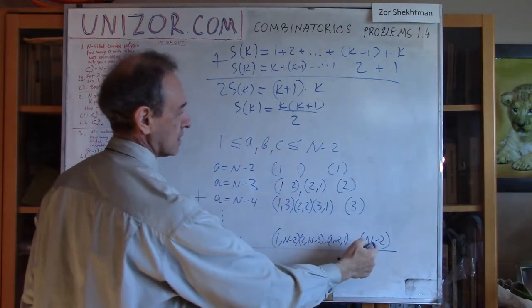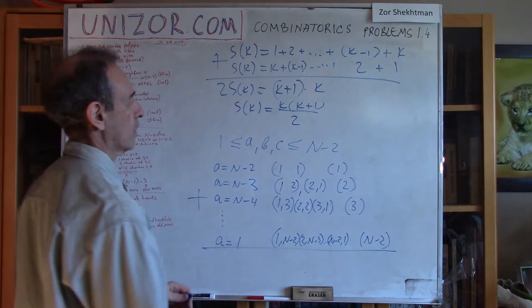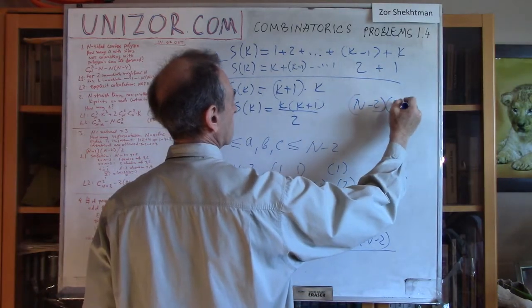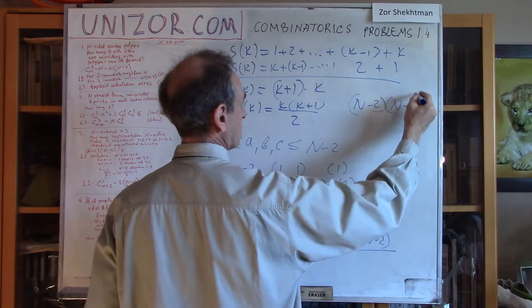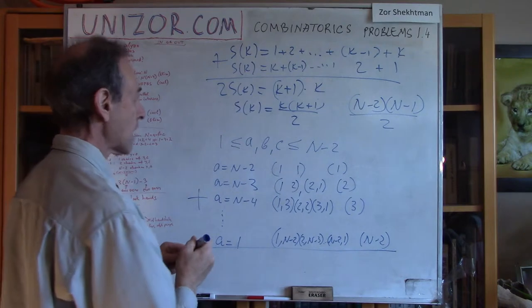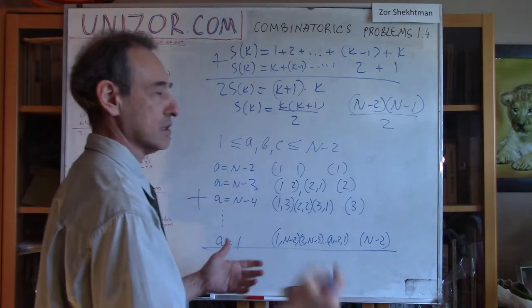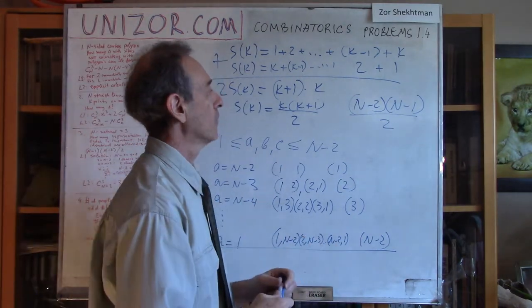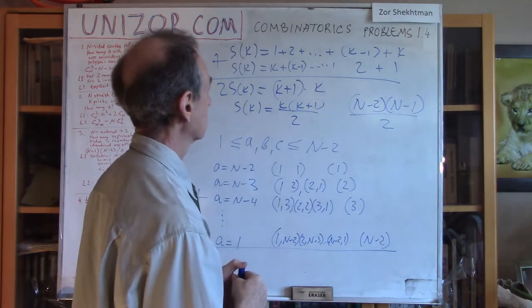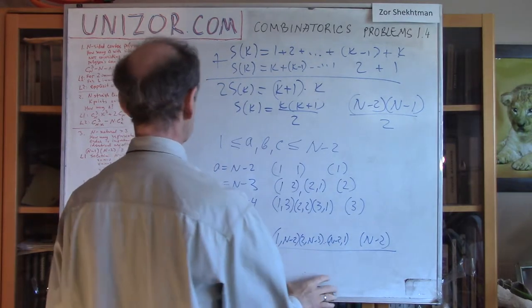In our case, k is n minus 2, right? So the formula is n minus 2 times n minus 2 plus 1, which is n minus 1, over 2, and that's the result. That's how many different triplets we can choose to have their sum equal to n. All right, fine.